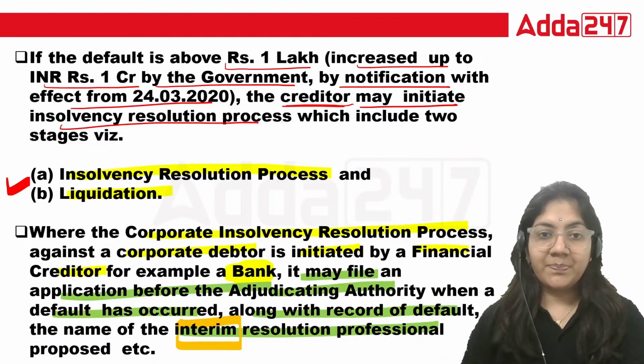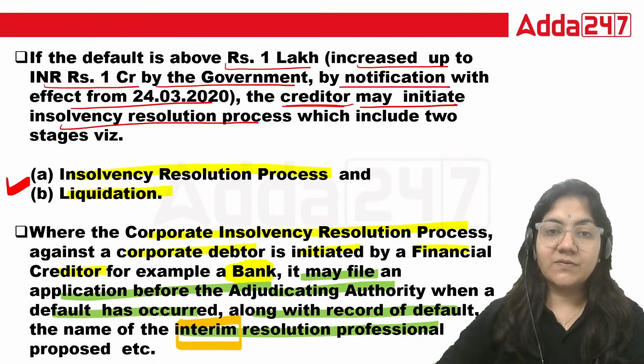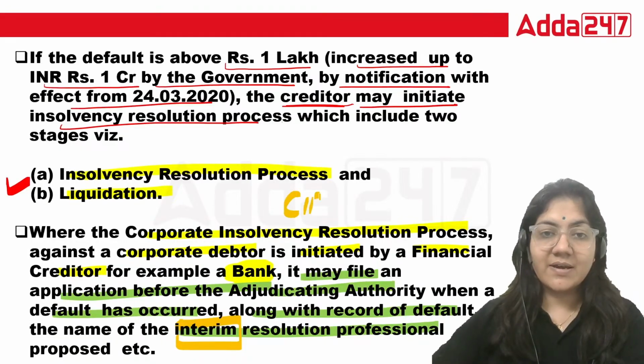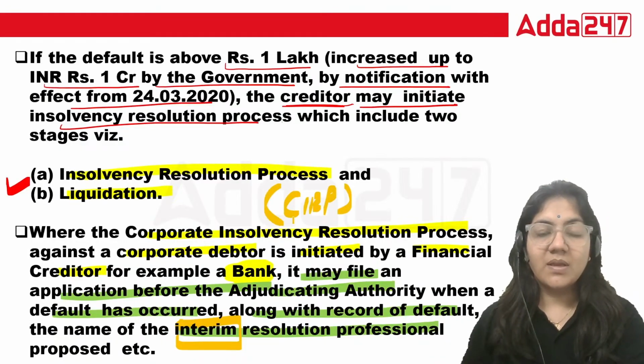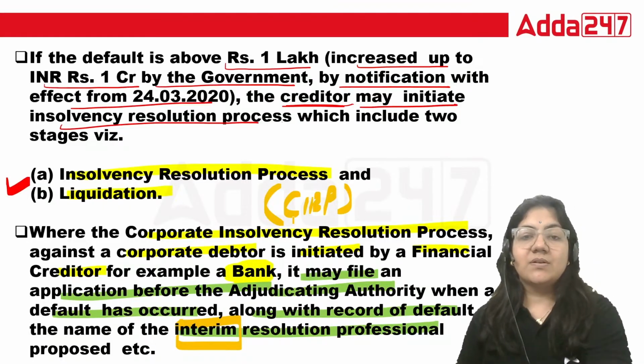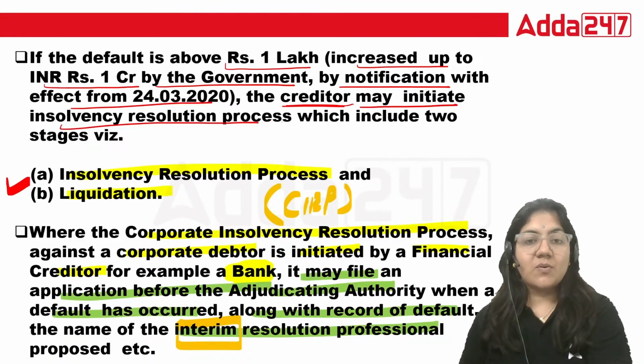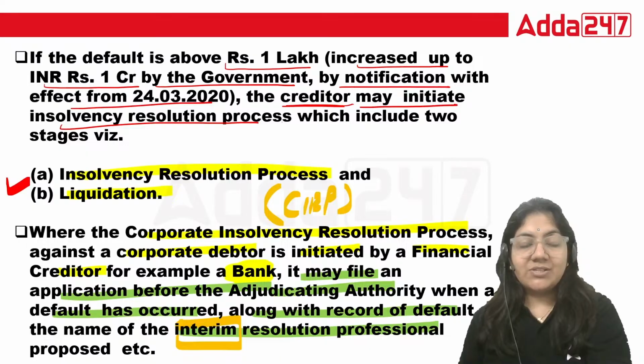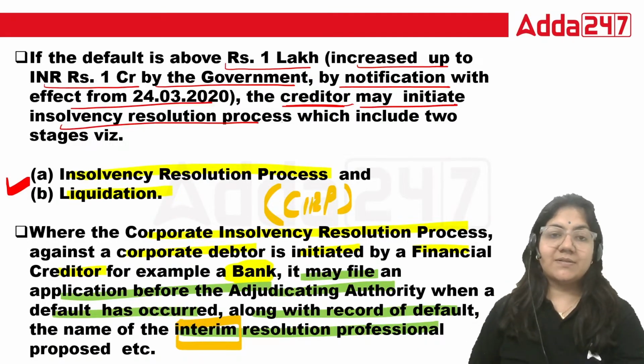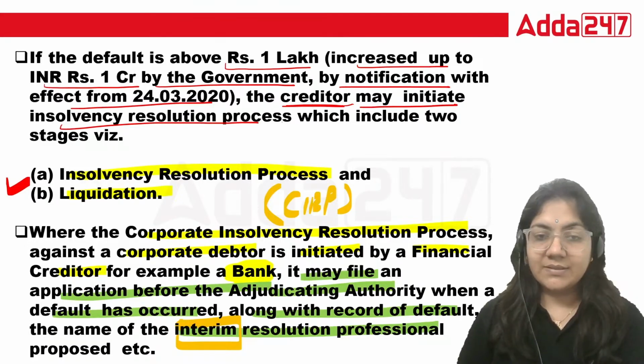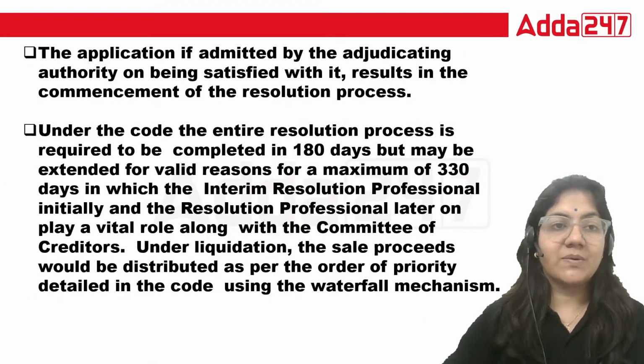That's it. Okay. So in short form, we just call it CIRP. Corporate insolvency resolution process against a corporate debtor is initiated by a financial creditor, for example a bank, and it may file an application before the adjudicating authority. Okay, that is cool. Now the next one.